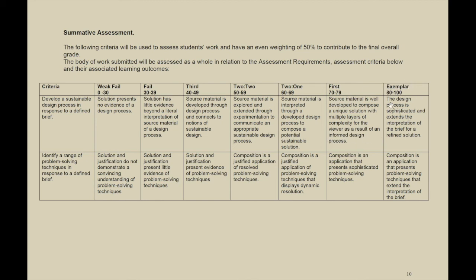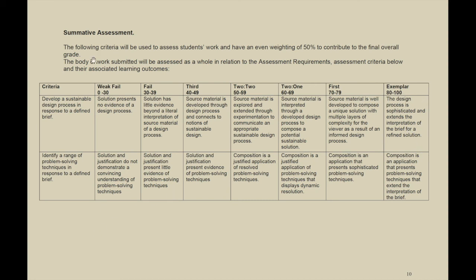Let's take a look at an exemplar. Design process is sophisticated and extends the interpretation of the brief for a refined solution. So for this, we're looking at extending our understanding of what the brief might be. So the brief effectively is to say, work with this company using some of their products to redevelop them to make them more sustainable and more circular. So about kind of mitigating waste is primarily what this brief is about. Now, what we're kind of looking at here to extend the interpretation of the brief is moving beyond that.